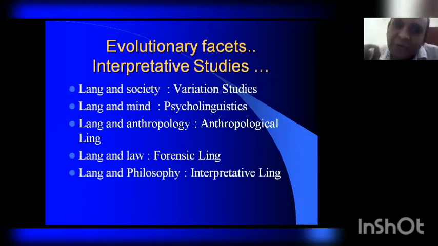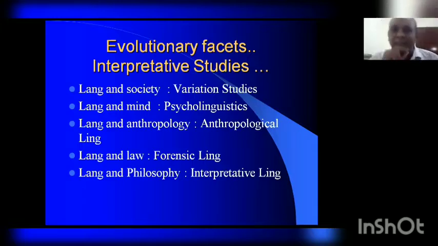I like to take a pause and discuss a little bit about each of these, and then I'll move over to interpretative linguistics. My dear friends, I'm discussing where this interpretative linguistics is actually located, so that you will understand it in the broader spectrum. Language and society, variation study, it is about social linguistics. A lot of research is taking place in this field, variation studies. I'll talk about variation studies in connection with interpretative linguistics a little later.